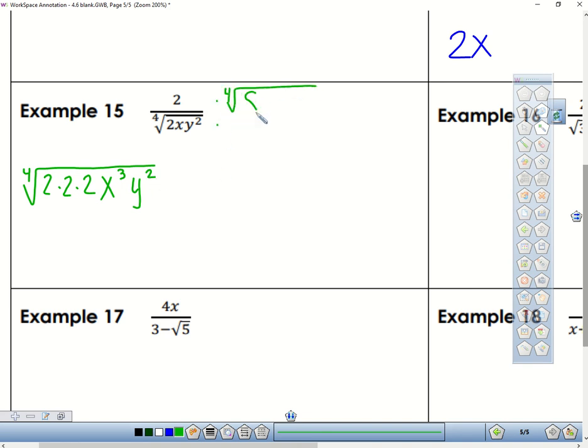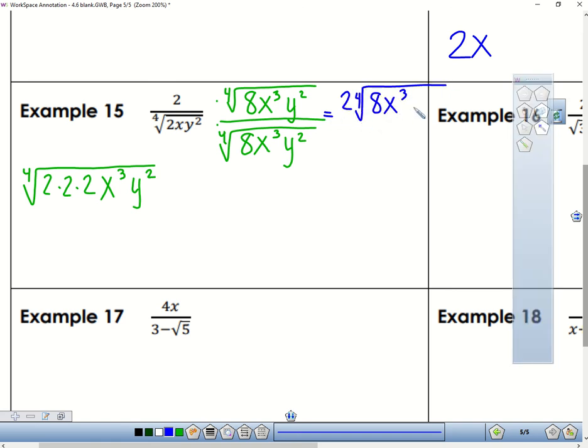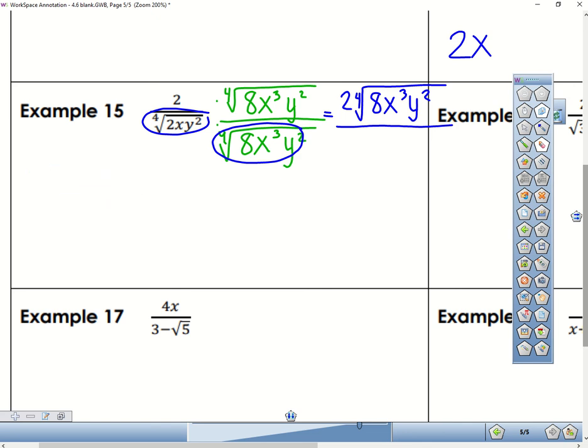The fourth root of 8, x to the third, y squared, over the fourth root of 8, x to the third, y squared. Now we're just going to multiply this straight across. So this is just going to become 2 fourth root of 8x cubed y squared, over. And now here, we're going to have to multiply these two together. So I'm going to do that on the bottom so we have some room here. We're just going to multiply everything inside the fourth root.